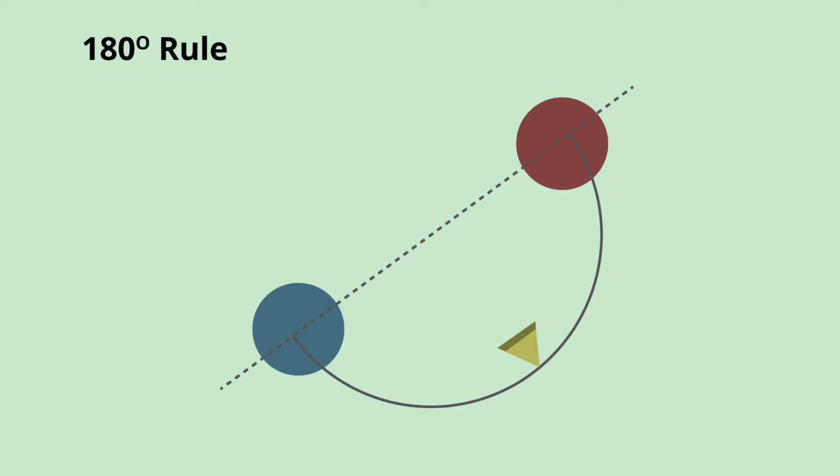If the first character is framed right, he or she must always remain on camera right. If the imaginary axis is crossed and the first character is suddenly camera left, it will disorient the viewer.